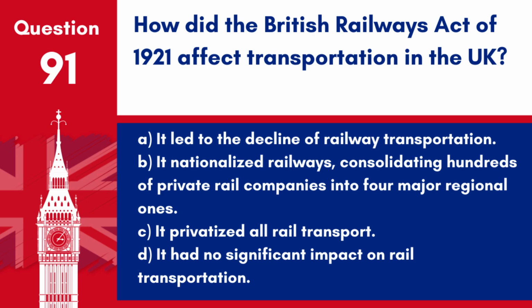A. It led to the decline of railway transportation. B. It nationalised railways, consolidating hundreds of private rail companies into 4 major regional ones. C. It privatised all rail transport. D. It had no significant impact on rail transportation.